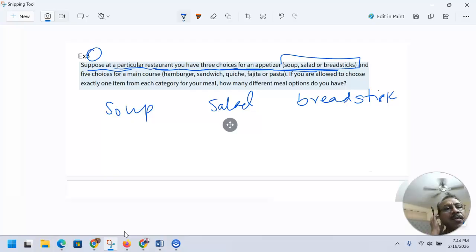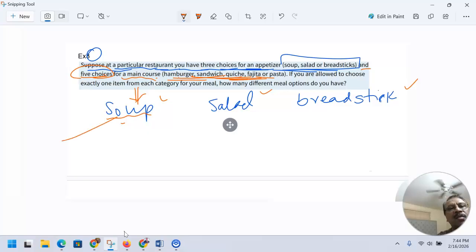Okay. And then you have five choices for the main course. And the main course is, once you make the first option, you have three options: soup, salad, and breadstick. But once you choose one of these, let's say you select soup, that means we can pick one of these five main courses.